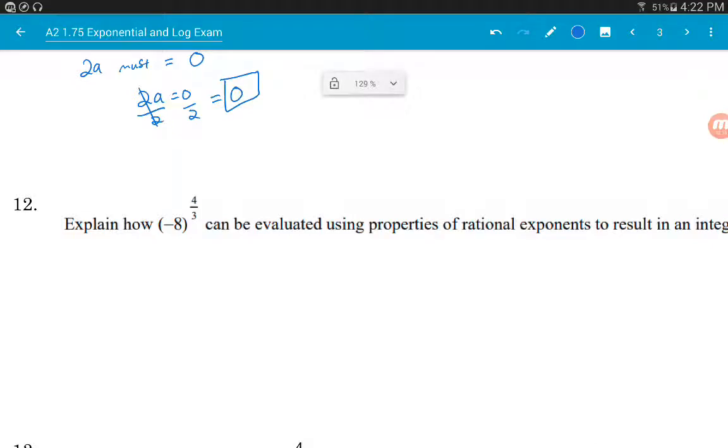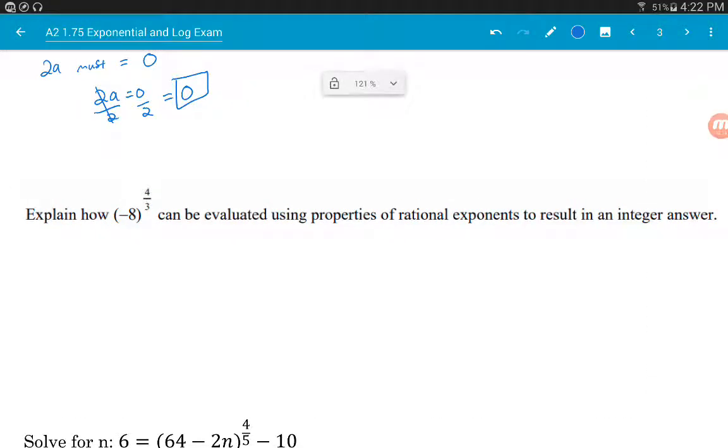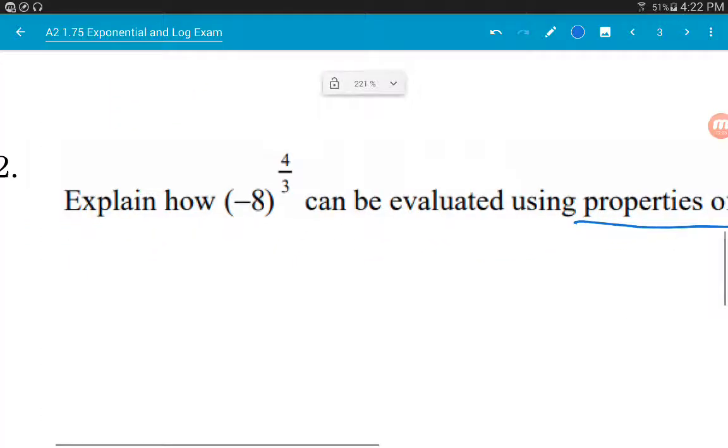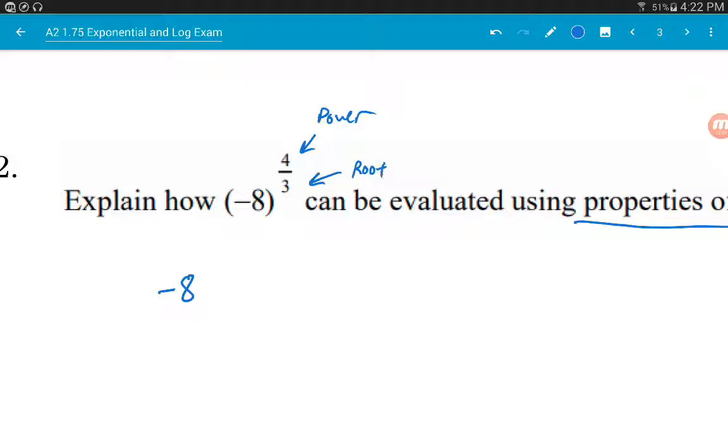Explain how negative 8 to the 4/3 power can be evaluated using the properties of rational exponents to result in an integer answer. The properties of rational exponents. This is what we mean by that. So negative 8 to the 4/3 power means this. This right here is a power, and the divided by 3 is a root.